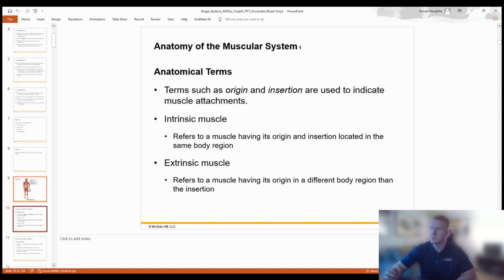And also know the difference between intrinsic and extrinsic muscle. Intrinsic refers to a muscle having its origin and insertion in the same body region. An extrinsic muscle refers to a muscle having origin in a different body region, right? So intrinsic muscle, it's more so localized to a specific appendage, right? These are usually referring to points in the hand, points in the face, even. And extrinsic muscle are muscle groups that are crossing over large portions of body appendages. These are things like the sartorius, the quadriceps, usually your larger muscle groups.